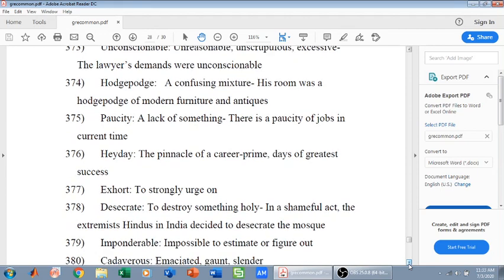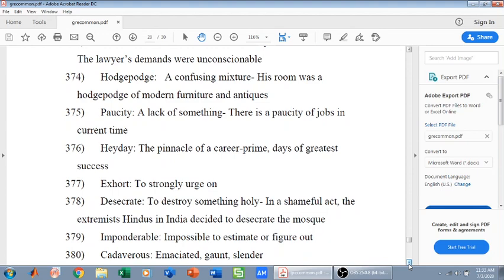Imponderable means impossible to estimate or figure out, impossible to assess, impossible to visualize. Fine, so this is imponderable.